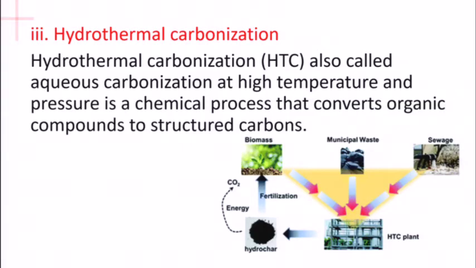Next, coming to hydrothermal carbonization, HTC. It is also called aqueous carbonization at high temperature and pressure. It is a chemical process that converts the organic compounds to structured carbons. The input could be biomass, municipal waste or sewage as shown in the figure. This can be used to make a variety of nanostructured carbons, brown coal substitute, synthetic gas, liquid petroleum precursors and humus. Brown coal formation process is obtained artificially within a few hours in this process called coalification, which in normal circumstances will take a geological time period of around 50,000 to 5 million years.